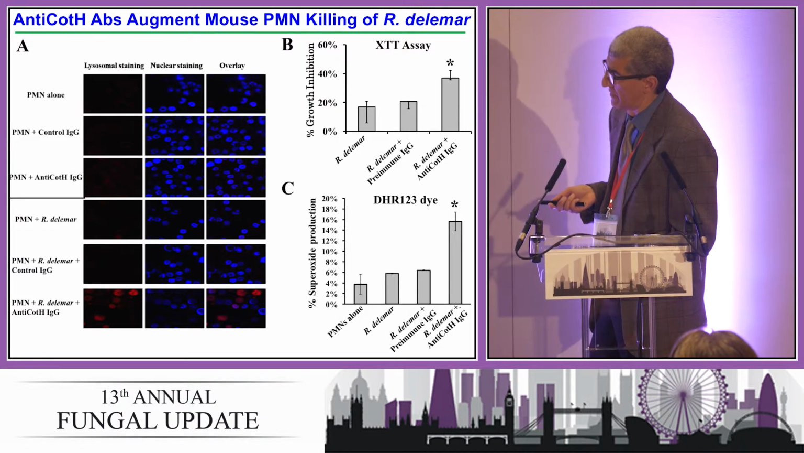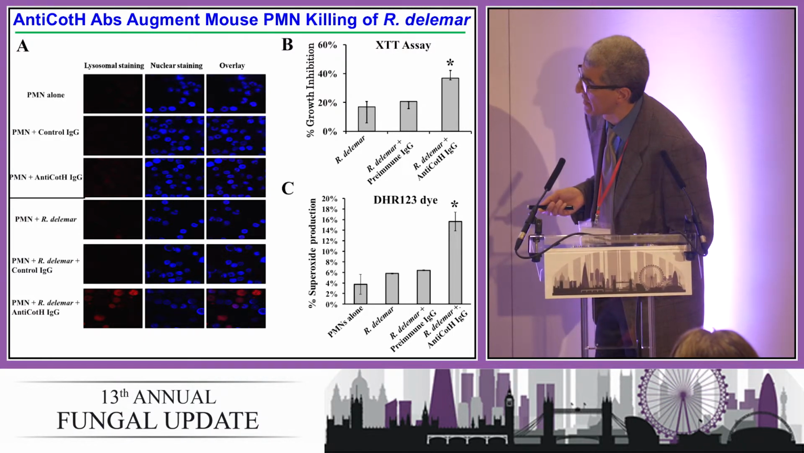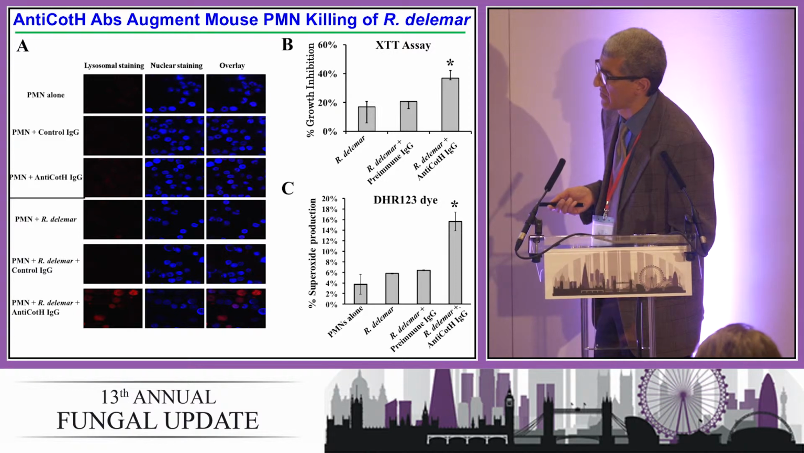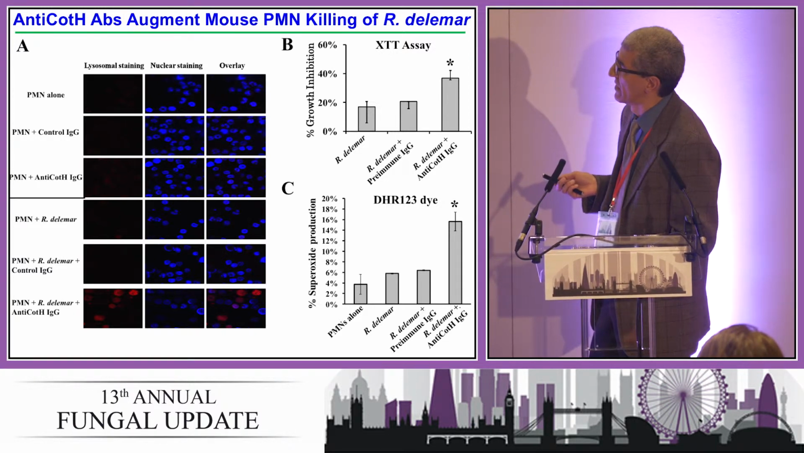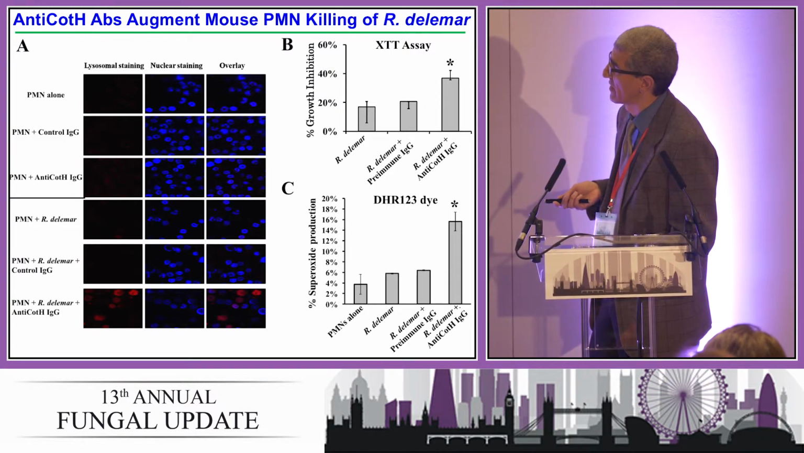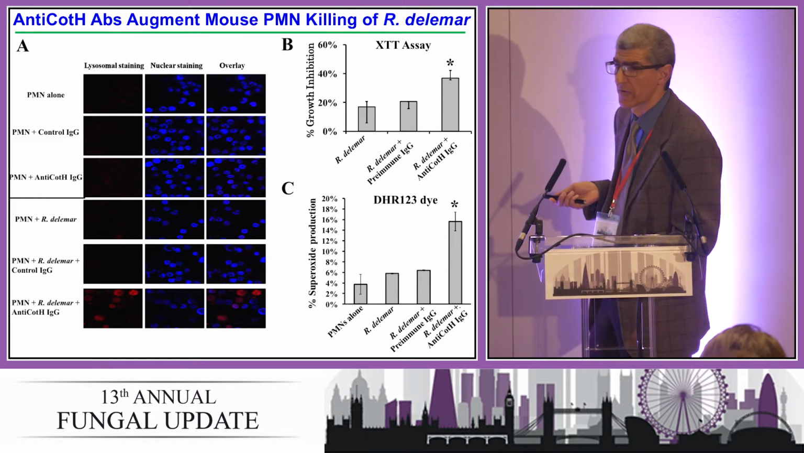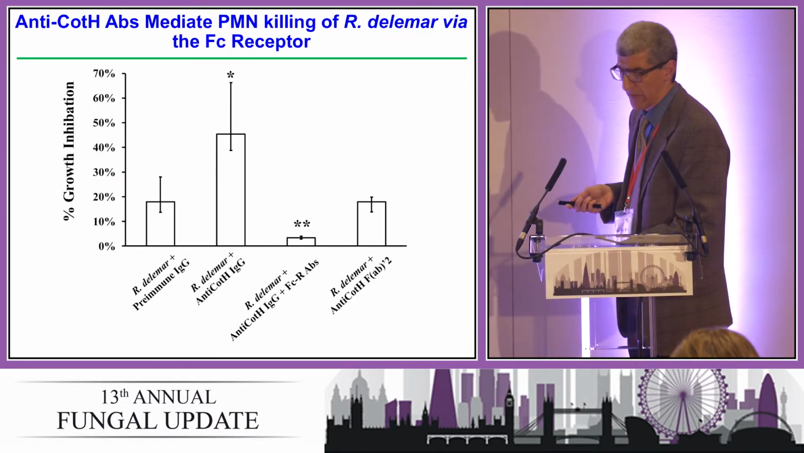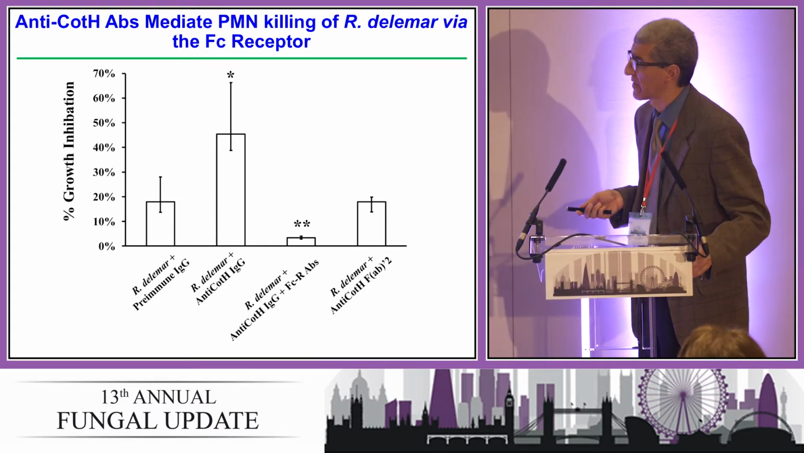well. We've done lysosomal staining. I'm not quite sure if you can see it here, but there's a lot of lysosomal formation in neutrophils that have been incubated with Rhizopus delemar in the presence of COT-H antibody here. This is also associated with the fact that these neutrophils were able to inhibit the growth of Rhizopus as determined by the XTT assay, as well as the fact that they produce much better reactive superoxide against Rhizopus as well.